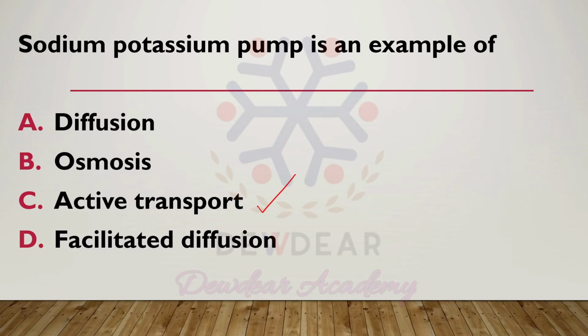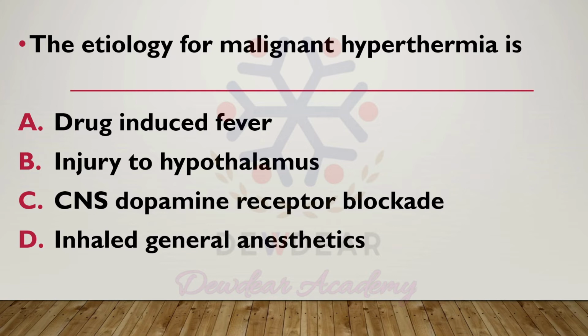Then the next question. The etiology for malignant hyperthermia is. Options drug induced fever, injury to hypothalamus, CNS dopamine receptor blockade, inhaled general anesthetics. Correct answer is option D, inhaled general anesthetics. Inhaled general anesthetics is the etiology for malignant hyperthermia.